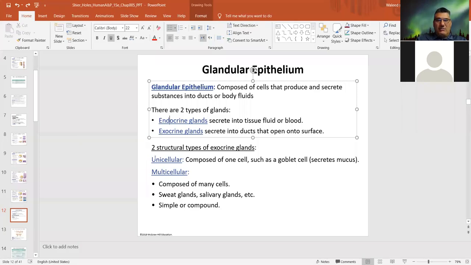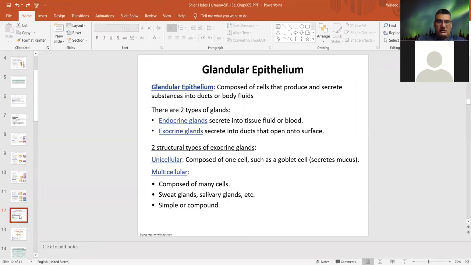The exocrine cells can be unicellular, like one cell, one cell, one cell, like one sheet of cells, or it can be multicellular. Unicellular is something like the goblet cells. Goblet cells are cells, one cell layer within the intestine and respiratory system that secrete mucus. Multicellular, which is a group of cells, is something like sweat glands and salivary glands.